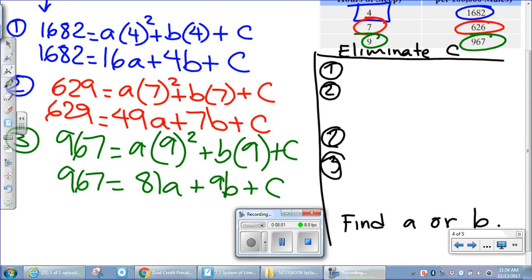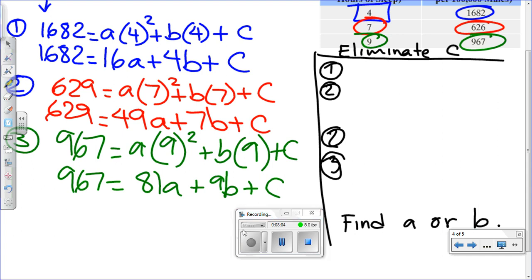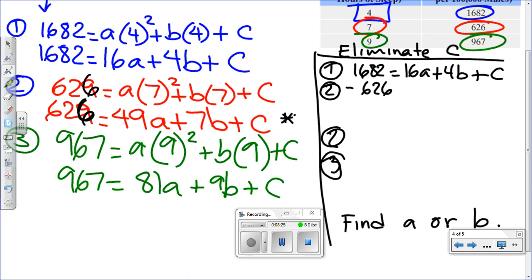Okay, so I'm going to take equation number 1, which is 16 and 82 equals 16 plus 4b plus c. And then I'm going to take equation number 2 from here, but I'm going to multiply everything by -1. So all the terms will be negative, minus 626. It should be a 6. 626 is coming from here. And 626, and then we're going to have minus 49a, minus 7b, and then minus c.